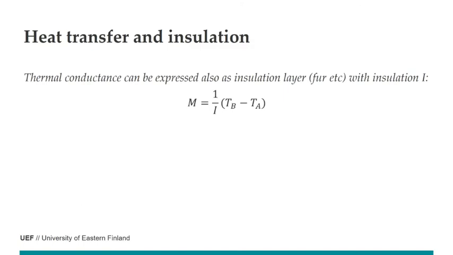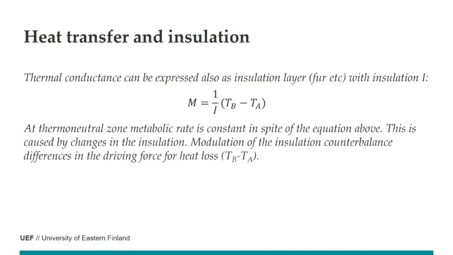So now the equation looks pretty much similar, but instead of C, now there's insulation, and that's under this line. So the more insulation you have, the lower metabolic rate you have in spite of the temperature difference. So you have insulation layers like fur. The more fur you have, the more insulation you have, and then the metabolic rate is reduced.